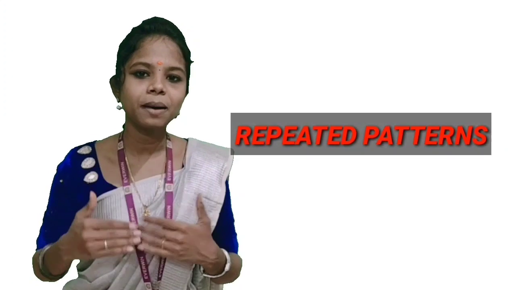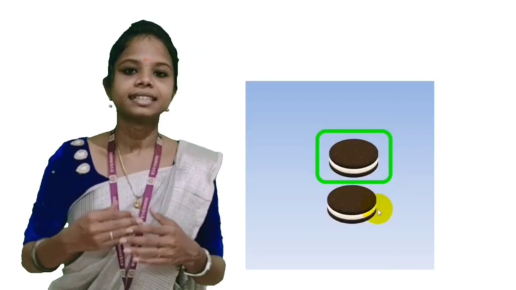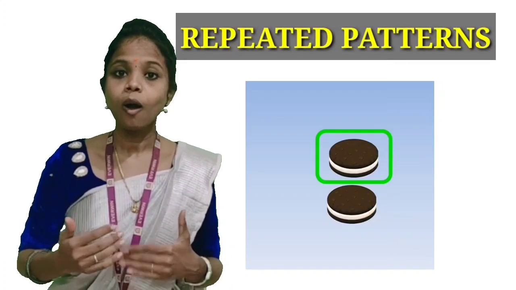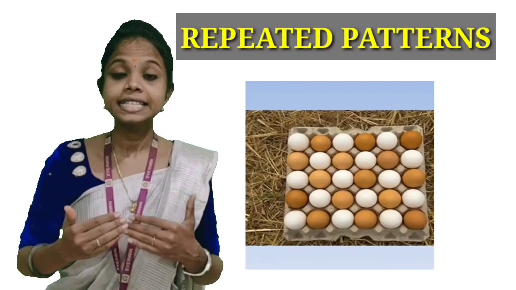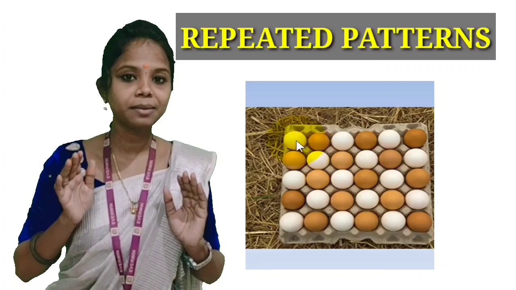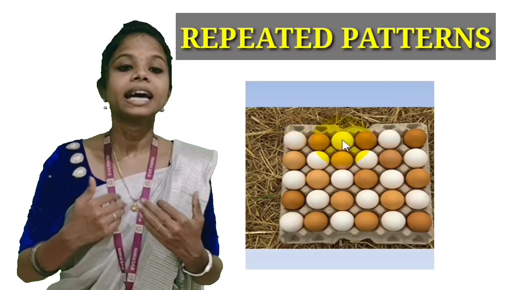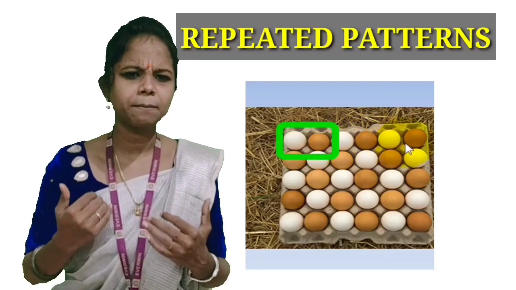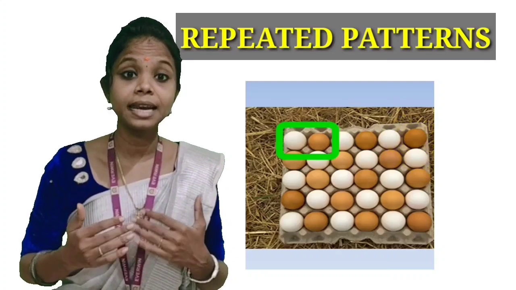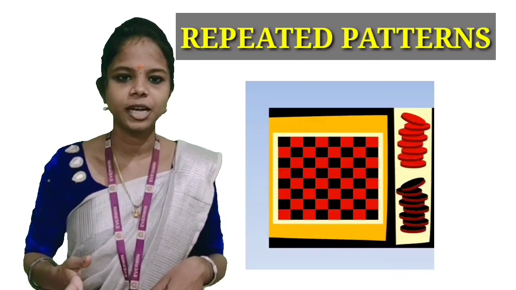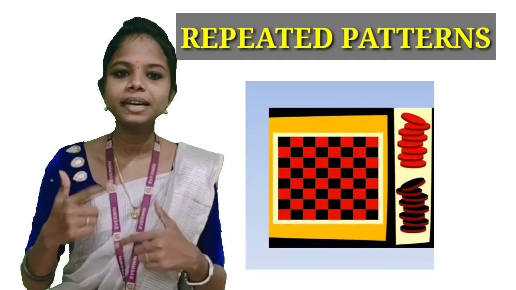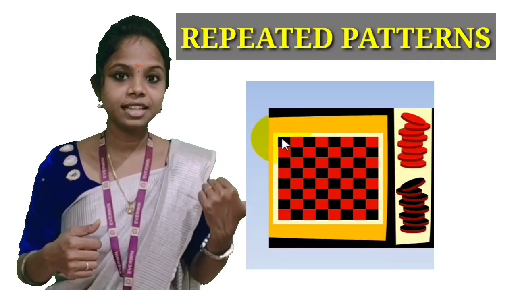Okay. Now we are going to see about repeated patterns. It is very easy. What is meant by a repeated pattern? The same grouping over and over. The sequence repeats but remains the same. So a repeated pattern means if some patterns and designs repeat with straight lines or geometrical shapes, they are called repeated patterns.